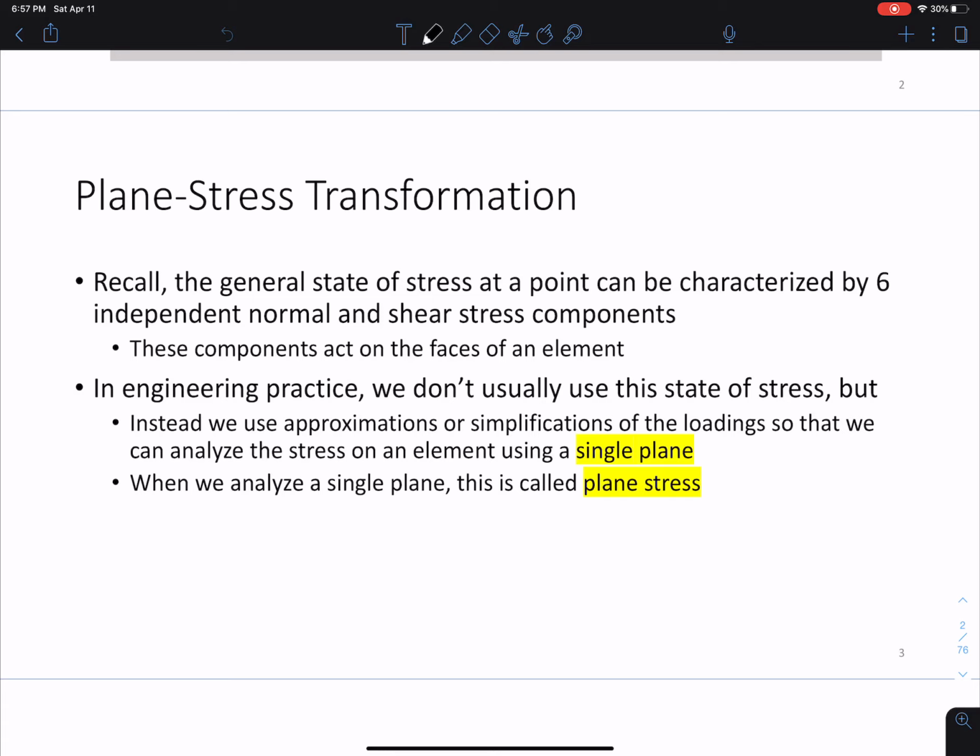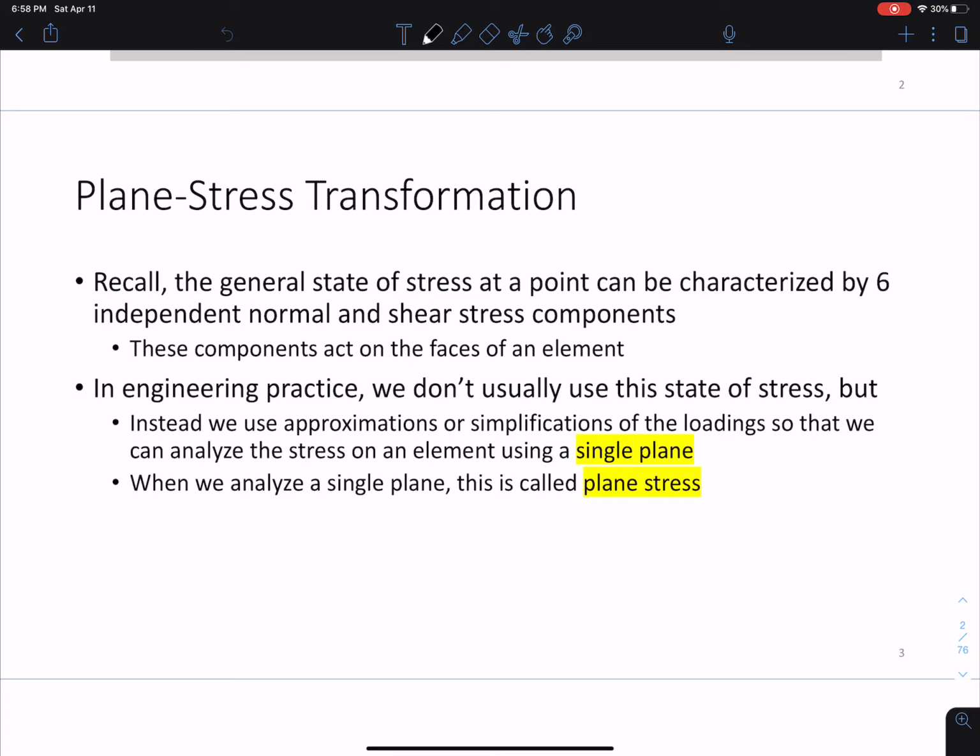If we remember, when we first started talking about stress and this class, we talked about how we could have stress for 3D elements, which is what we see in the real world, or how we can characterize those as 2D elements. But we do remember that if we did want to characterize the 3D state of stress, we could talk about stress in terms of these 6 independent normal and shear stress components, okay? And these act on all the faces of the elements.